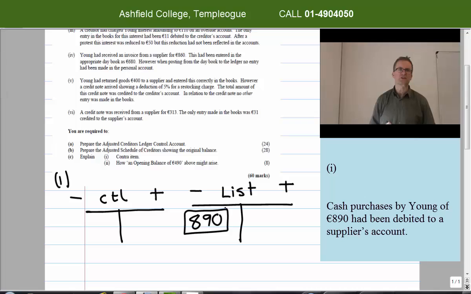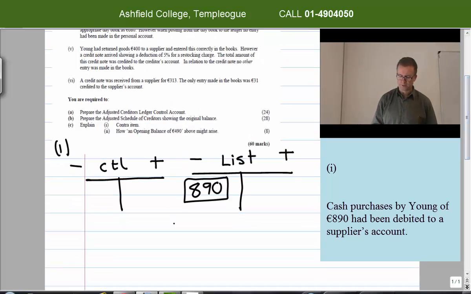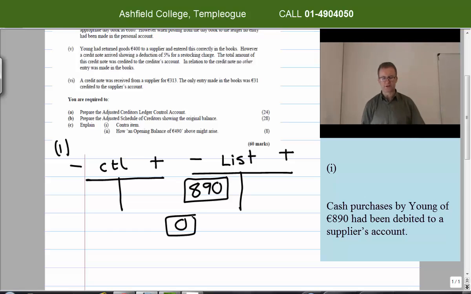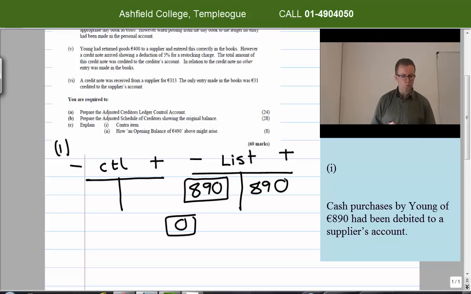The important part here is cash purchases should not go into creditors control account or creditors list at all, which means the target figure in the question will be 0. So I put 0 in here. I'm looking to make sure my control account and my list are both showing a 0. Control account is empty, so it's okay. My list has got minus 890, and I want to change minus 890 into 0, which means I put in plus 890 on the credit side of the list of creditors. The important words to use in the final answer will be cash purchases.